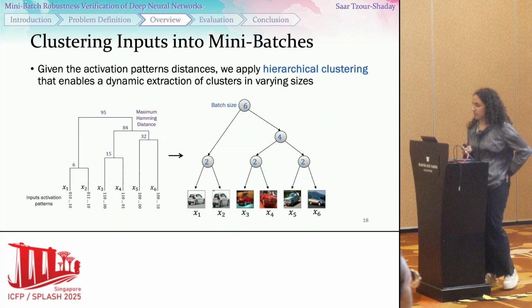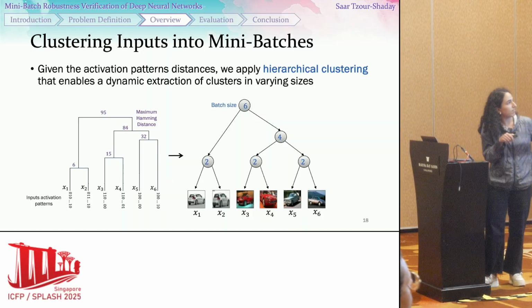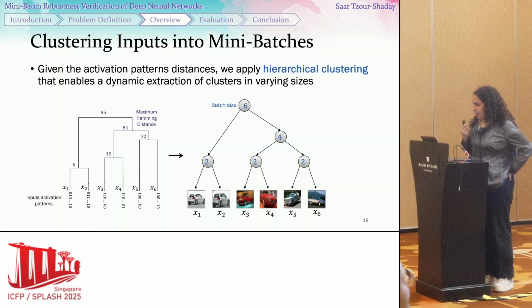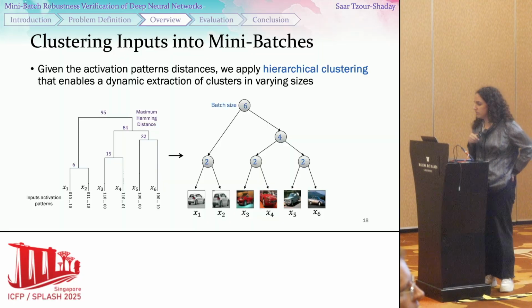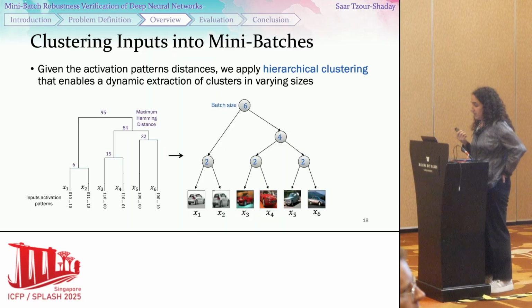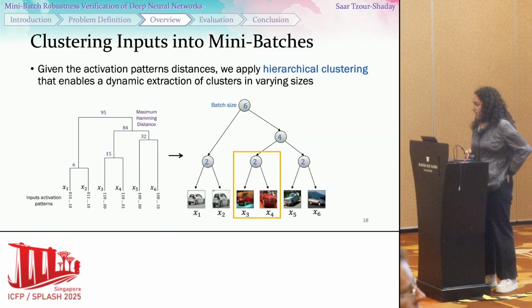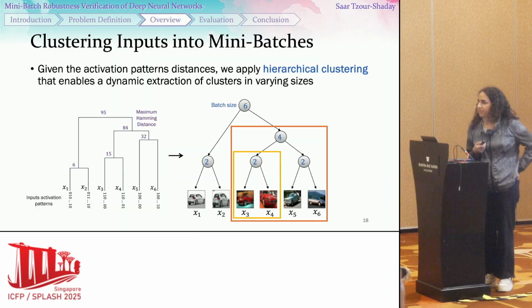To allow dynamic extraction of clusters at varying sizes, we use those distances to apply hierarchical clustering. This dendrogram is the result of this algorithm. We then represent it as a binary tree of inputs with batch sizes in the inner nodes. This way, if we need a batch of size 2, we can simply extract, for example, this batch, while if we need a batch of size 4, we can take a larger subtree.